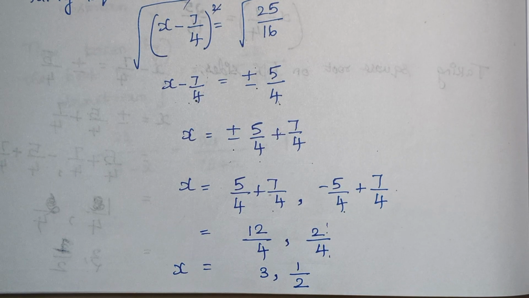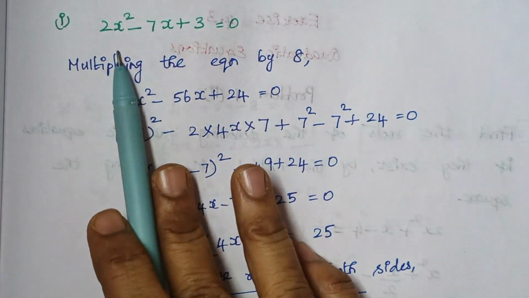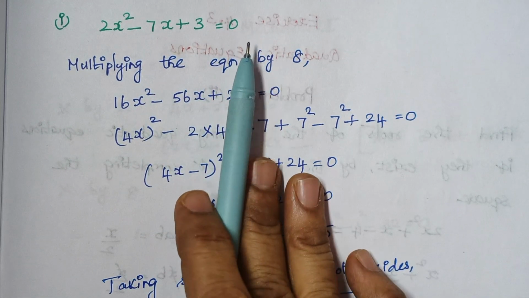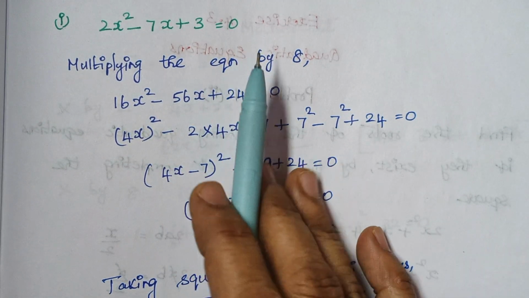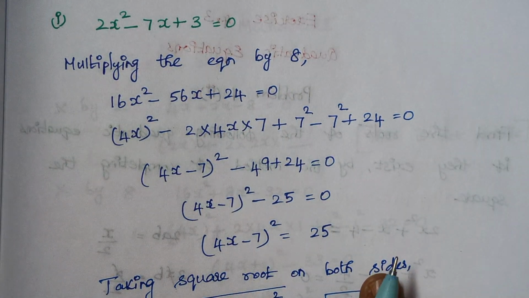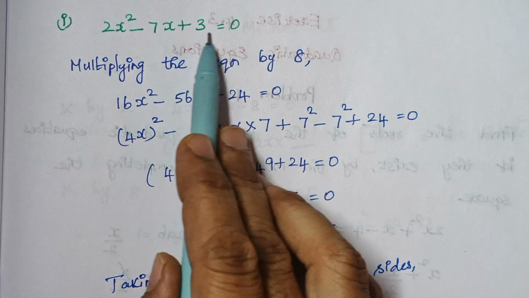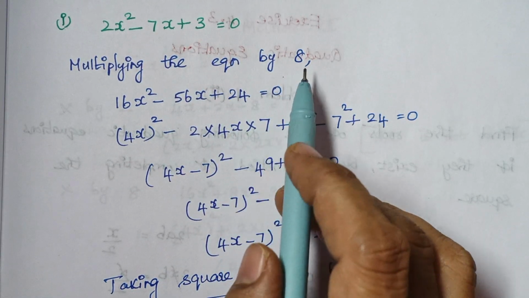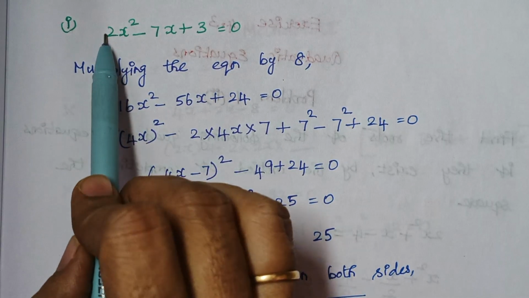Now we are going to solve the same problem by the other method. So again the same problem. This is another way of solving the equation by using the method of completing the square. So here I am going to multiply this entire equation by 8. Why specifically 8 here? Because I have 2 already.